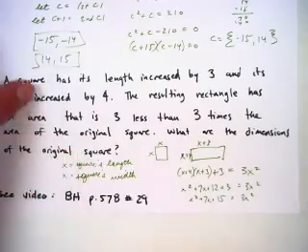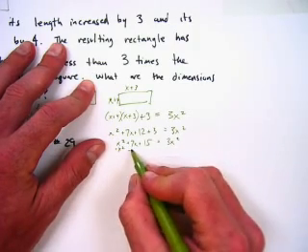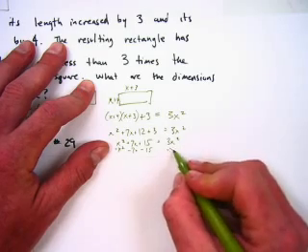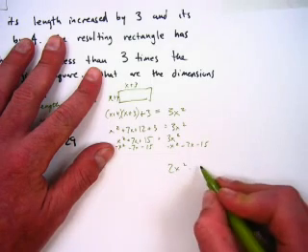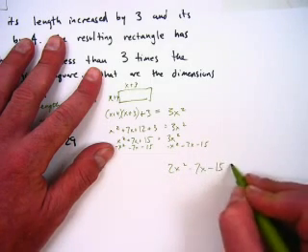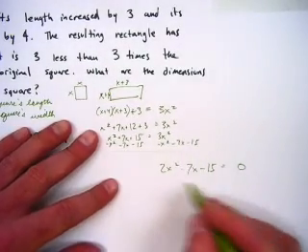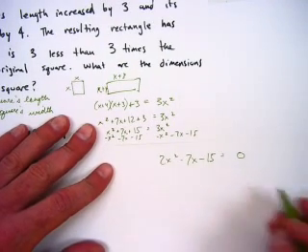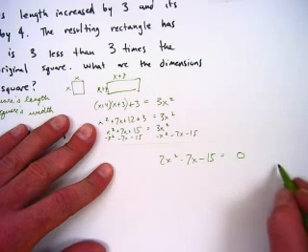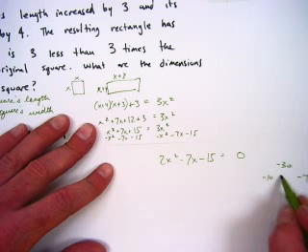I'm going to grab some more paper here. If I get everything over to one side, I'm going to subtract x squared, subtract 7x, subtract 15. So I get 2x squared minus 7x minus 15 equals 0. I can factor this or complete the square, or use the quadratic. I'm going to factor this one, so I need something that multiplies to negative 30 and adds to negative 7. Looks like negative 10 and positive 3.